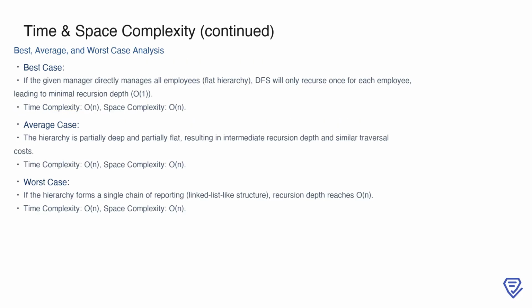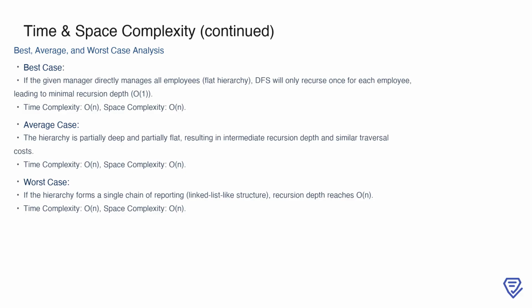We can further analyze the solution by breaking it into best, average, and worst-case scenarios. In the best case, if the hierarchy is flat and the given manager directly manages all employees, the DFS only recurs once for each employee, resulting in minimal recursion depth of O(1). The time complexity remains O(n), and the space complexity is also O(n).